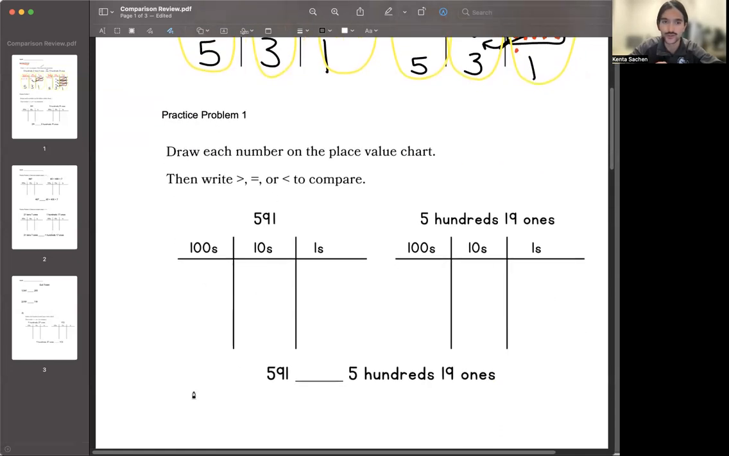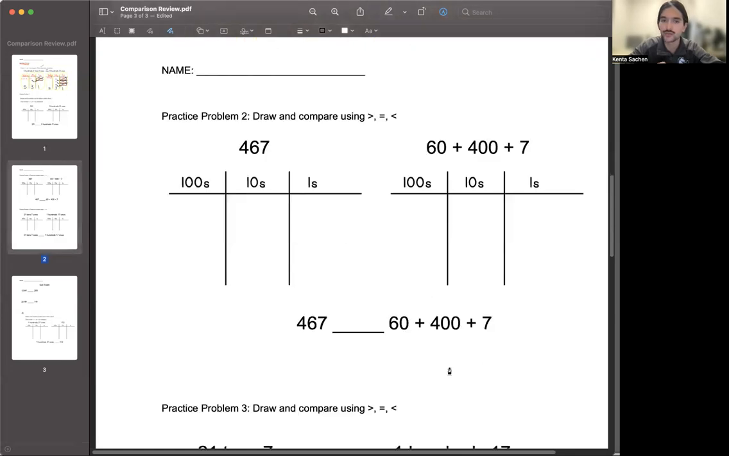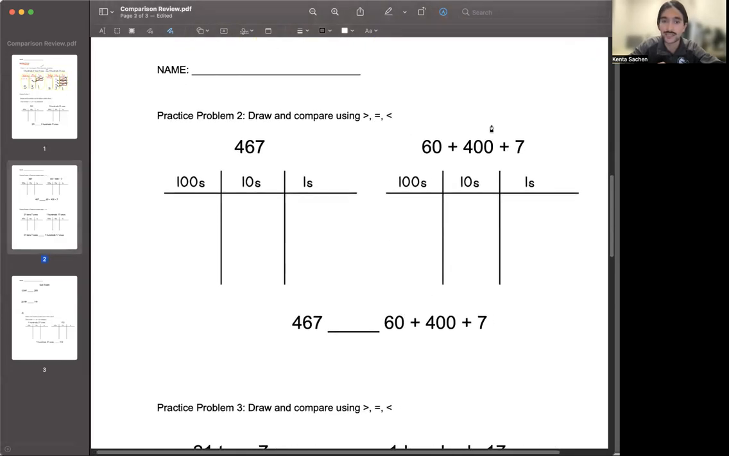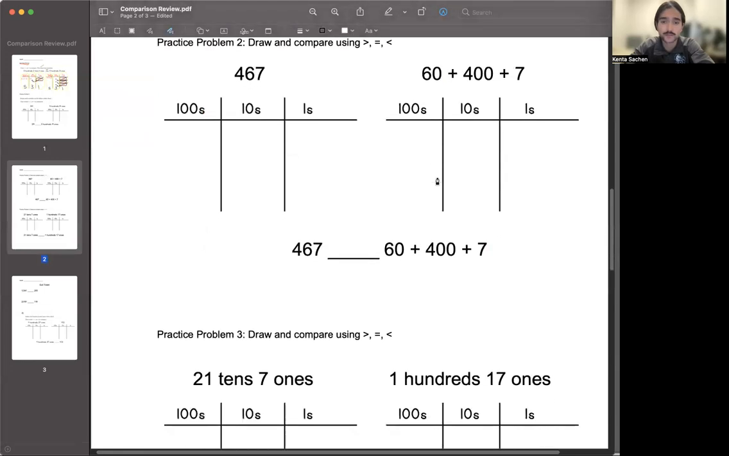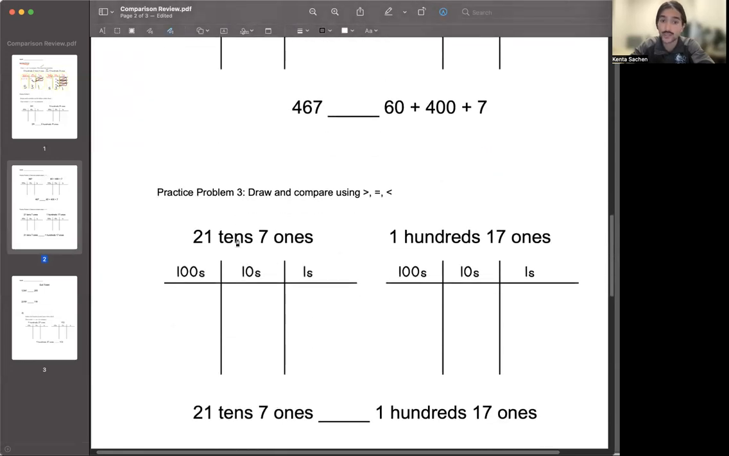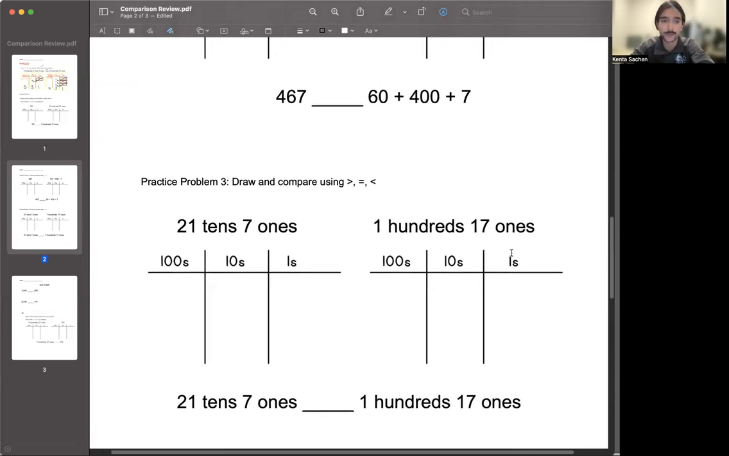You're going to do that for this practice problem, right? 60 plus 400 plus 7. So the numbers are kind of written in a weird order, but think about how many 10s there are, how many hundreds there are, how many ones there are. And this one, 21 10s, 7 ones, 117 ones. A lot of regrouping going on here.